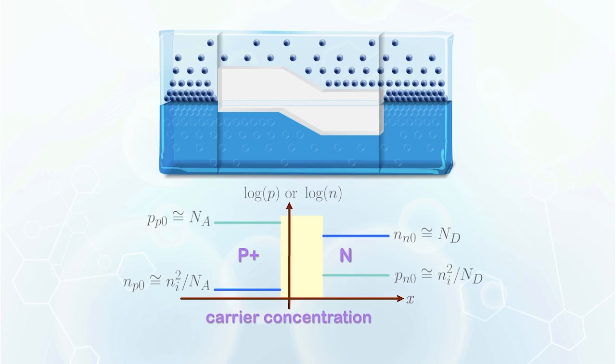You should pay some attention to the relative magnitude of the carrier concentrations. In the graph, Pp0 is larger than Nn0 because it is a P plus N junction, with heavier doping on the P side.